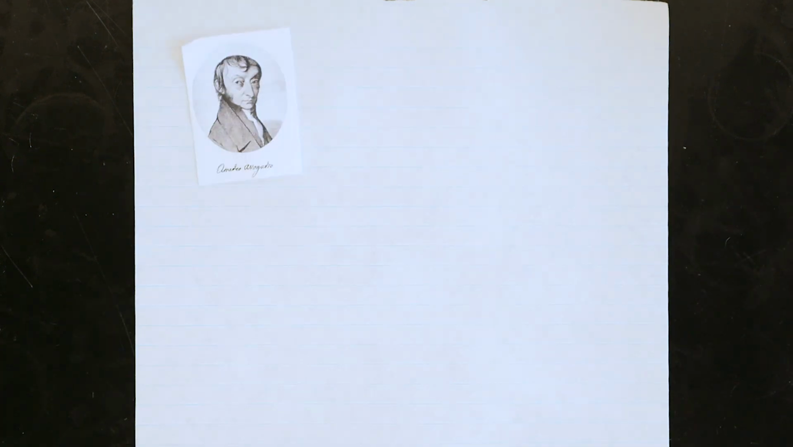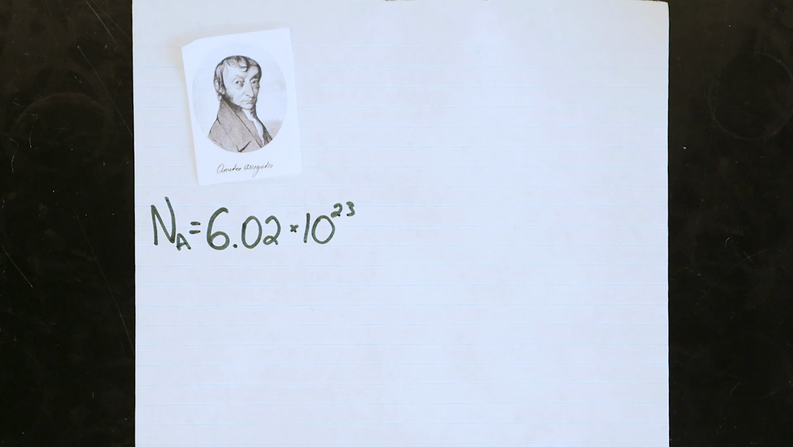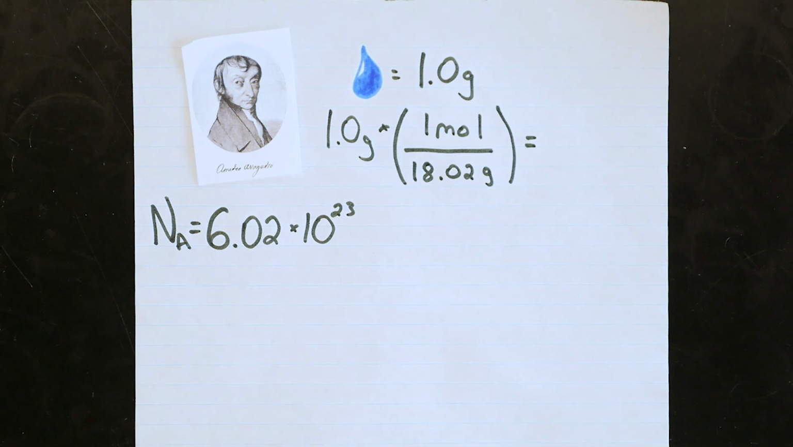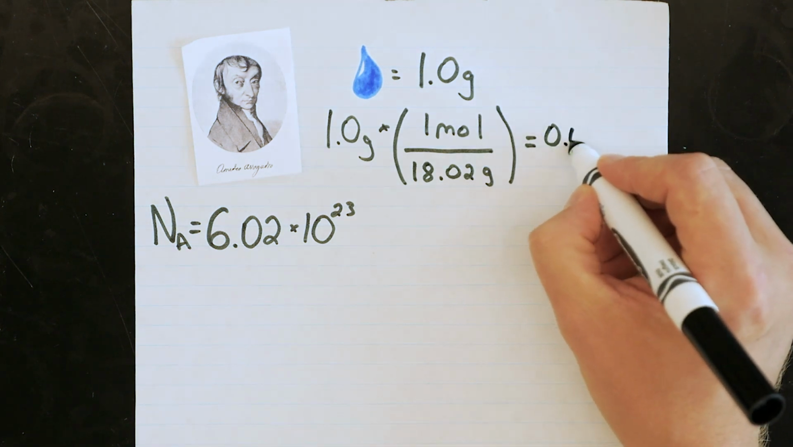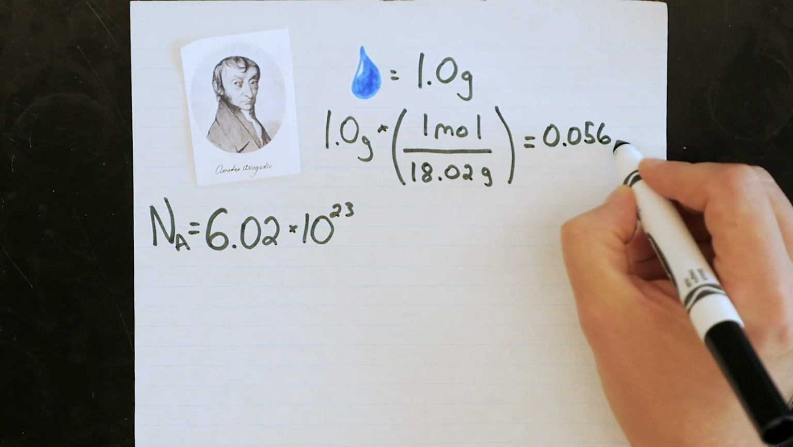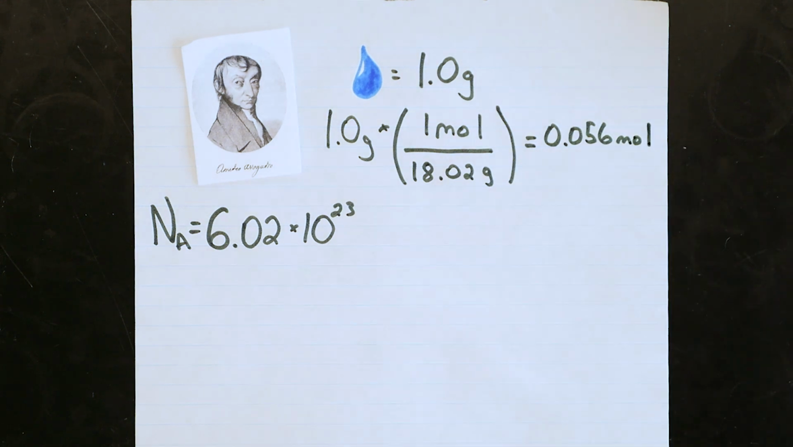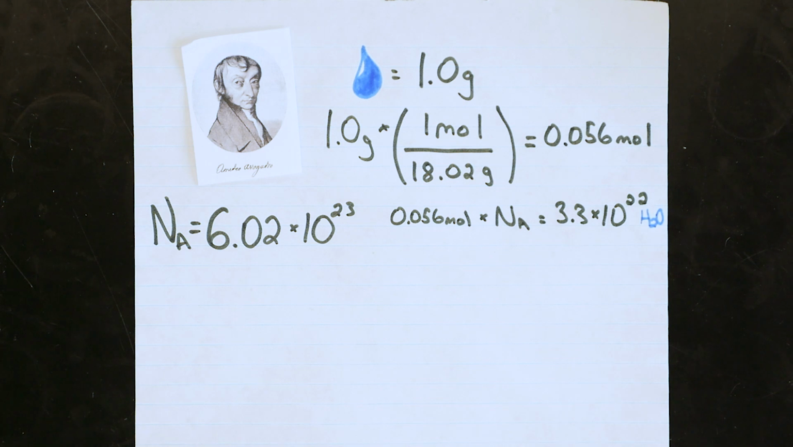Well, let's remember that we can count molecules using the concept of the mole and Avogadro's number. For example, if I knew that I had exactly 1 gram of water, I can use the formula weight of water, which is 18.02 grams per mole, to calculate that I have exactly 0.056 moles of water, or roughly 3.3 times 10 to the 22 individual water molecules.